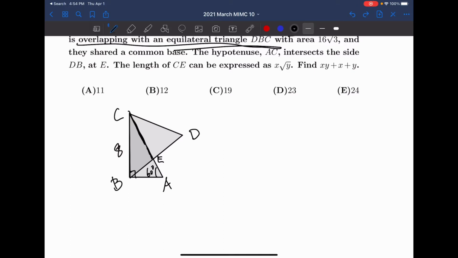But we know that this is 60 degrees, and this is 60 degrees, and this is 30 degrees. So that must be a height, because that would be 30, 60, 90 degrees as well. And using that 8 information, we know that this would be 8 over 2 times root 3, or 4 root 3, which indicates that x is equal to 4 and y is equal to 3. And xy plus x plus y is 12 plus 7, or 19.